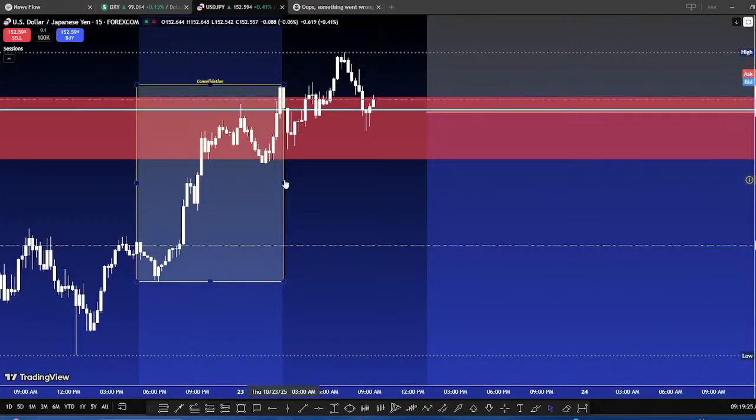But here's the Asian session, and we have taken out the high of the Asian session. So what's left to be taken out is the low.